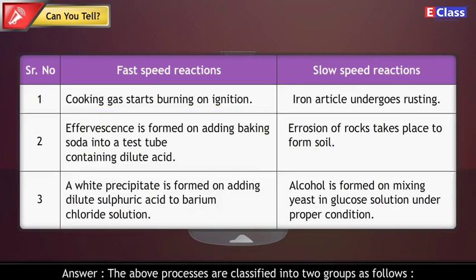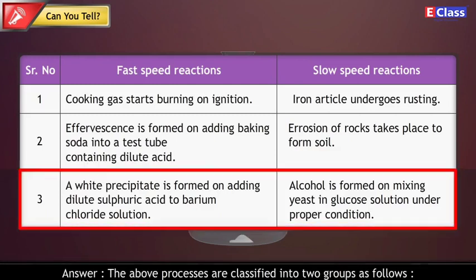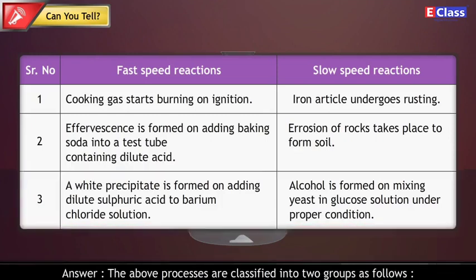Slow speed reactions: Erosion of rocks takes place to form soil. 3. Fast speed reactions: A white precipitate is formed on adding dilute sulfuric acid to barium chloride solution. Slow speed reactions: Alcohol is formed on mixing yeast in glucose solution under proper condition.